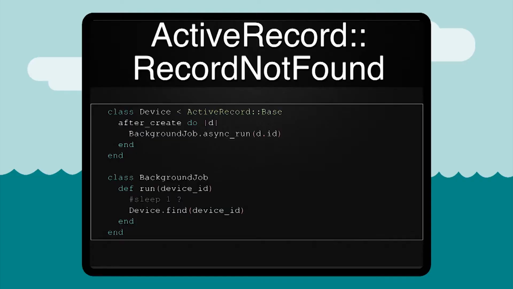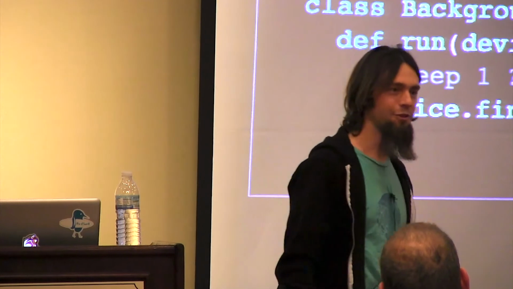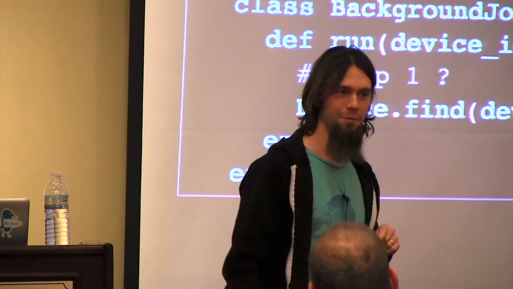It wasn't exactly related to Rabbit. It was actually related to the fact that Rabbit was faster than Starling. So this is what we started getting: ActiveRecord not found. And that's because we were enqueuing jobs in after_create blocks.